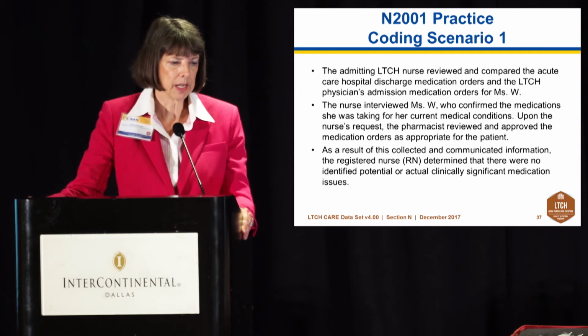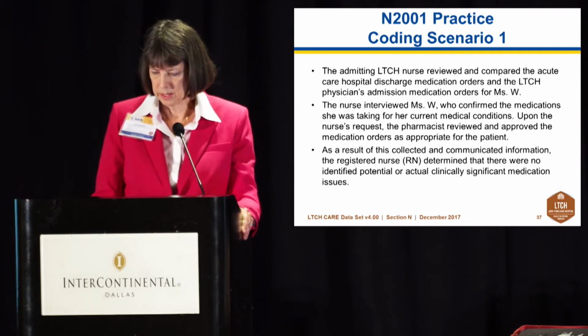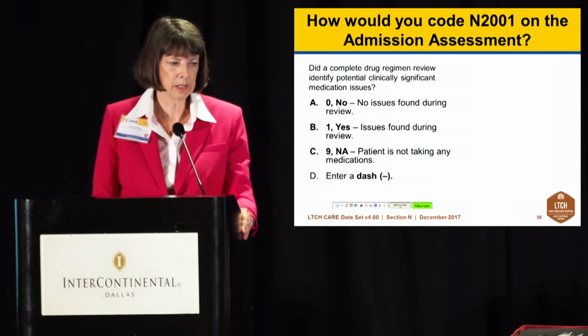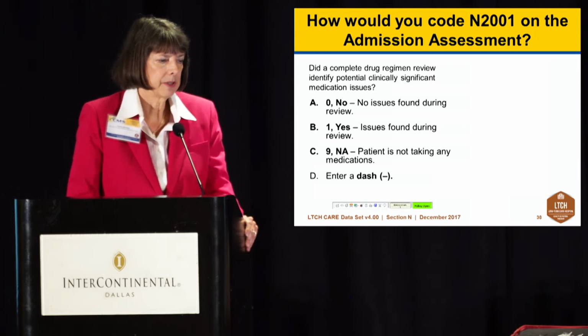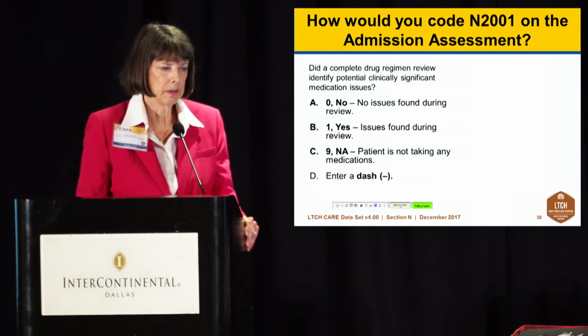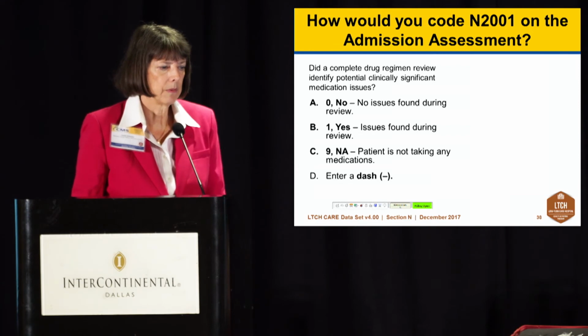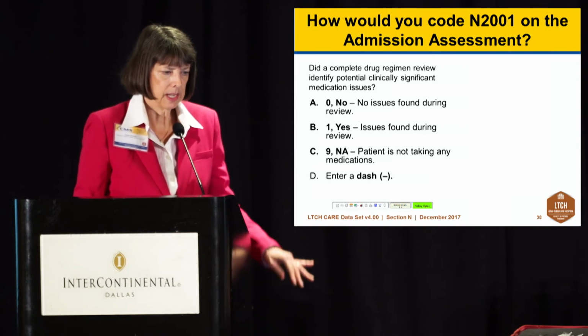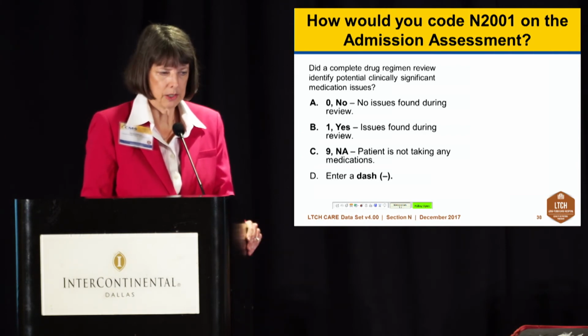So this is for the first item, N2001, and so your choices in coding would be, after asking yourself, did a complete drug regimen review identify potential clinically significant medication issues? You choose A, 0, no issues were found during the review. B, 1, yes, issues were found during the review. Or C, 9, not applicable, patient is not taking any medications, or enter a dash.